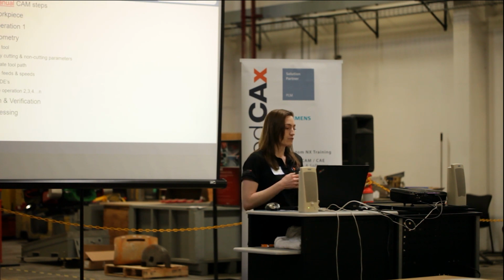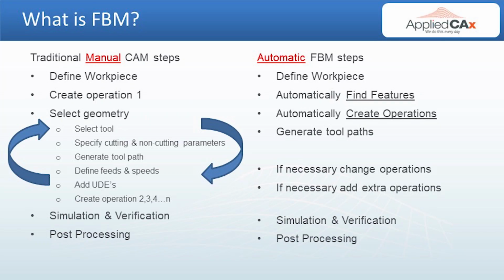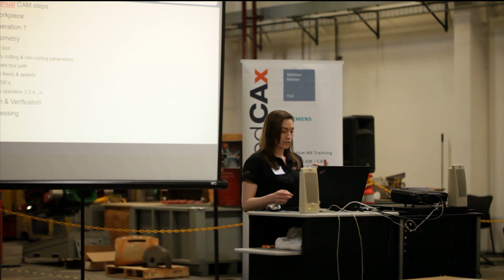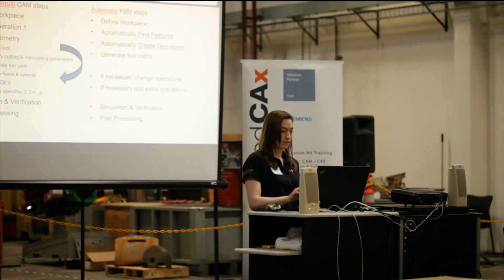So let's talk a little bit about traditional manual programming versus the feature-based machining programming. So the traditional workflow is you define your workpiece, you create your operation, select your geometry, your tool, your feeds and speeds, and then add any UDEs if you want. Then you create operations 2, 3, 4, 5, and however many. And then you're probably going to repeat that a little bit and go through a couple of iterations. Then you finally get to simulation and verification and post-processing.